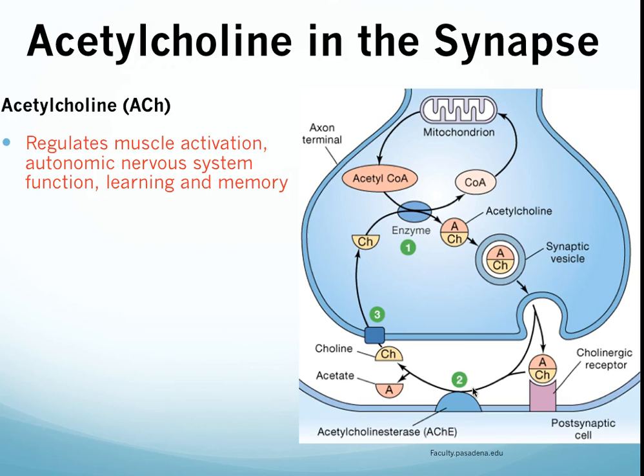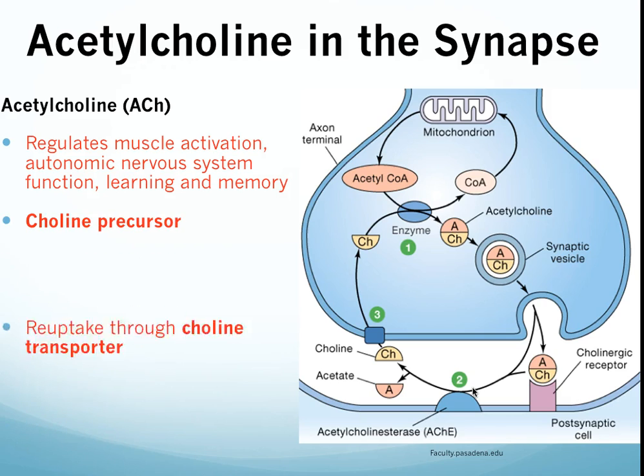It also regulates autonomic nervous system function. We talked a little bit about the autonomic nervous system in the beginning. It's also very important in things like learning and memory. There are some really important cholinergic neurons that are connected with hippocampal function. And remember, we talked about the hippocampus as being one of the important brain structures for memory. So acetylcholine is heavily involved in these things as well.